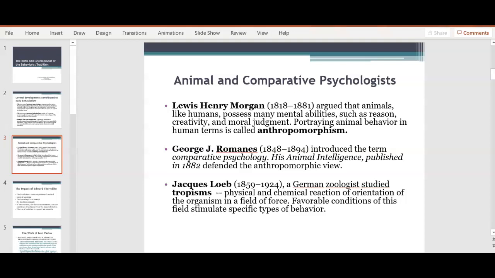And then also Romanes, he published his book on animal intelligence. And it's similar to what Morgan was discussing in terms of animal and comparative psychology. And lastly, Loeb, he was a German zoologist, and he studied tropisms, which is a physical and chemical reaction of orientation of the organisms in a field of force. And of course, that contributed favorably to the stimulation of specific type behaviors in animals in comparison to humans.